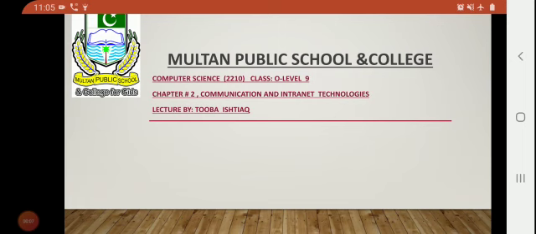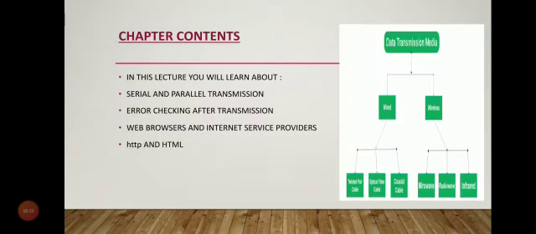I'm here with Computer Science, code 2210, class O level 9. Today's lecture is about communication and internet technologies. In this chapter you will learn serial and parallel transmission, error checking after transmission, web browsers and internet service providers, HTTP and HTML.